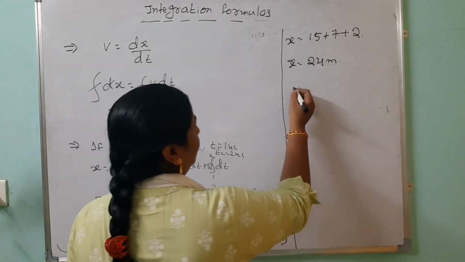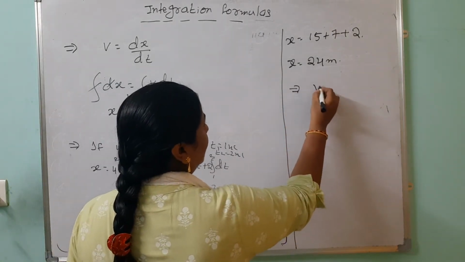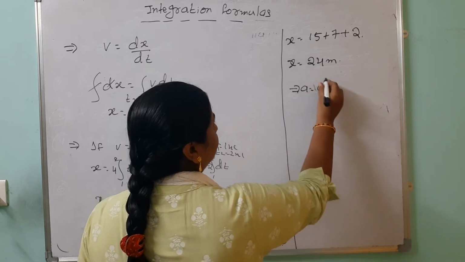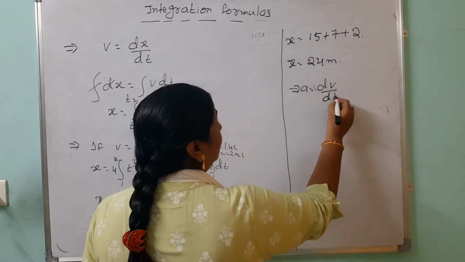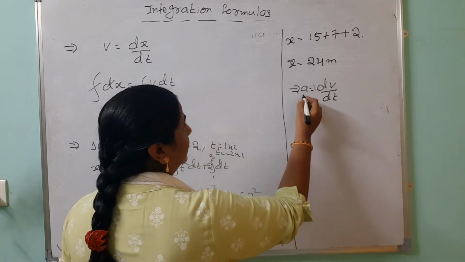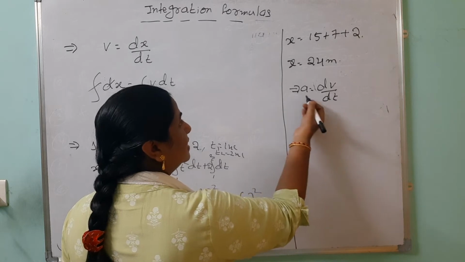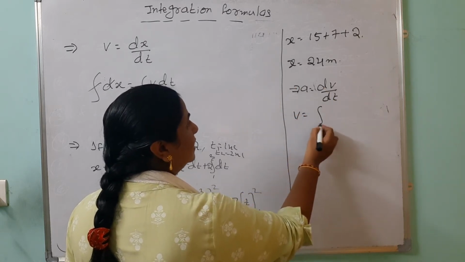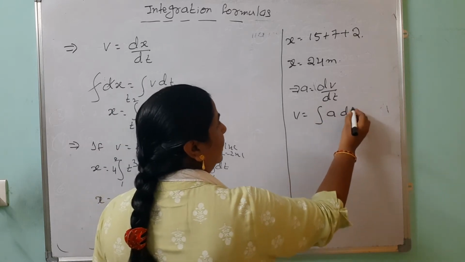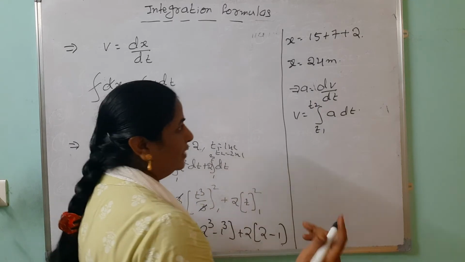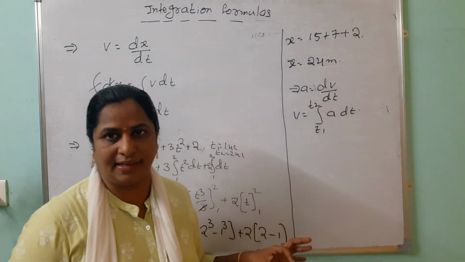Not only this one, see, we know that acceleration equals the rate of change of velocity. When you know the velocity, how do you find the acceleration? The rate of change of velocity is the acceleration. Suppose you know the acceleration, how do you find the velocity? Integration of a dt. If they give the limits t1 to t2, you can take it like that. So this belongs to the motion in a straight line chapter.